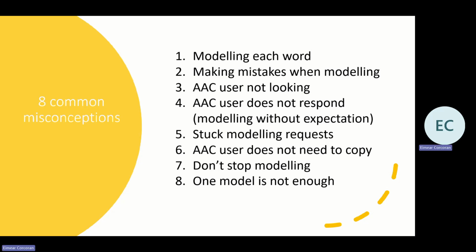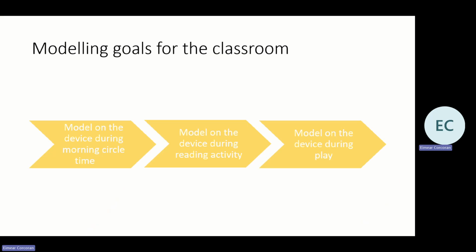When the child starts using the device more independently, some people's tendency is to give up on the modelling and let the child just do what they can. But this is really when we should start modelling longer phrases and introduce new communication functions like questions. One model is not enough. We need to model multiple repetitions.